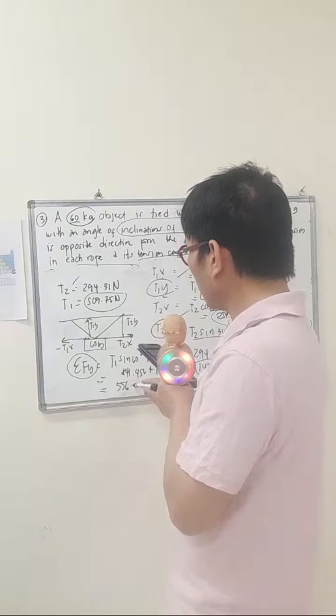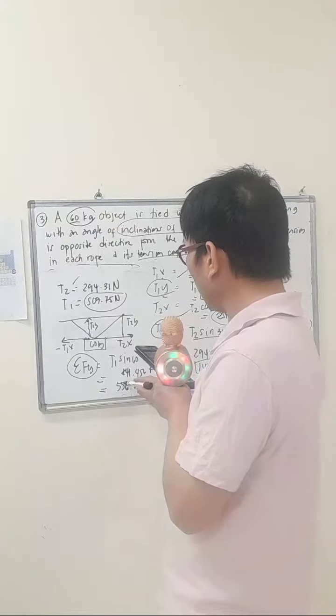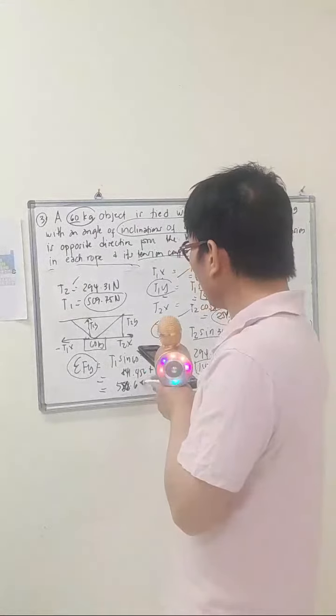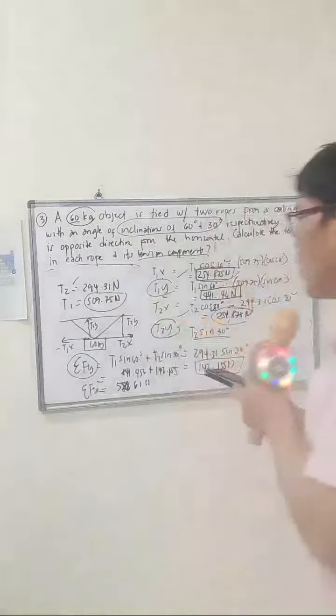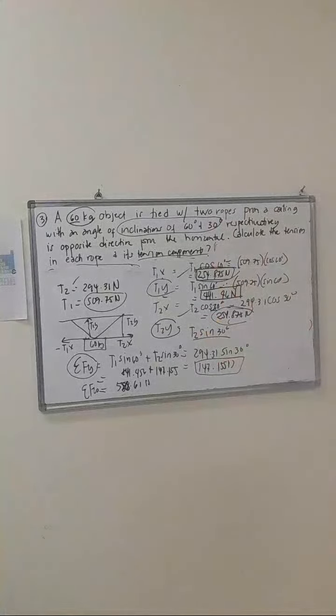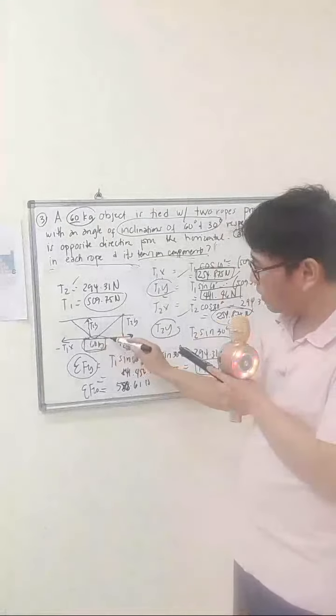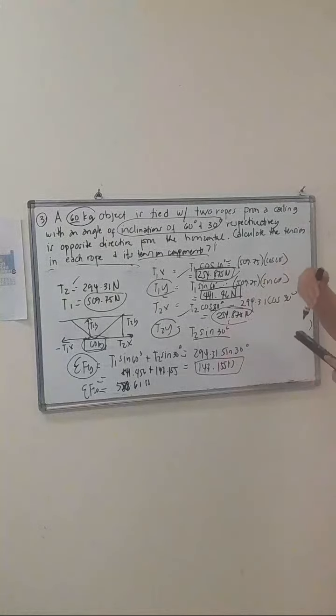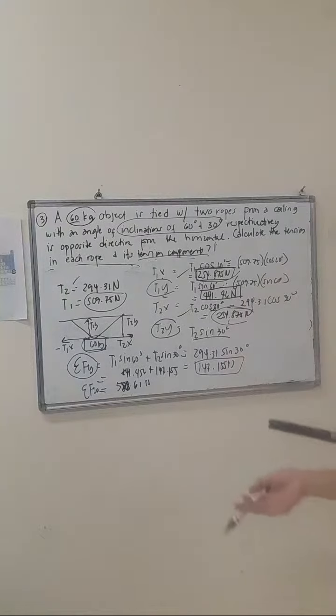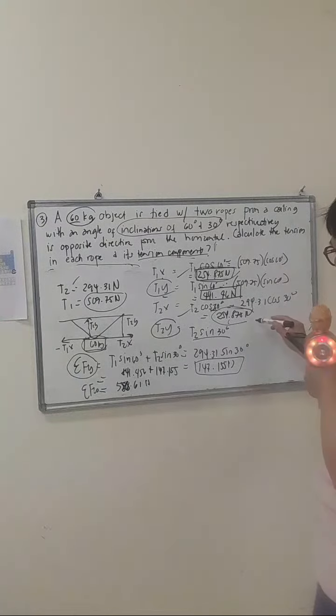Your total net vertical force between the rope 1 and 2 is equal to 588.61 Newton. So this must be equal also to your weight. Because the weight is going downward, and your vertical force is upward. To be in equilibrium, they must be equal. Let's check if it is really equal. If not equal, your answer is wrong. So weight is negative, then mass is 60, and your acceleration due to gravity is 9.81.